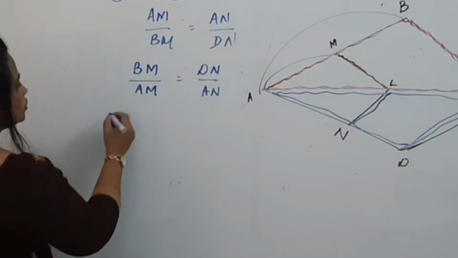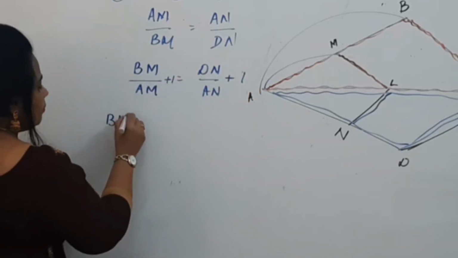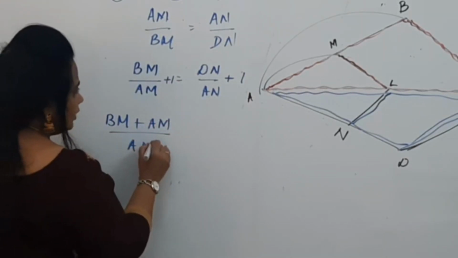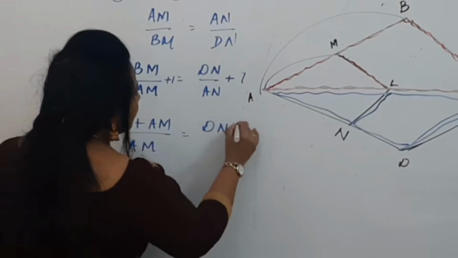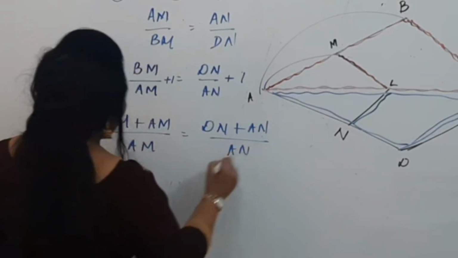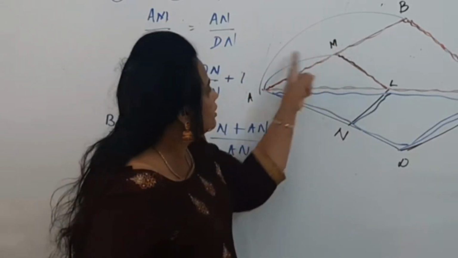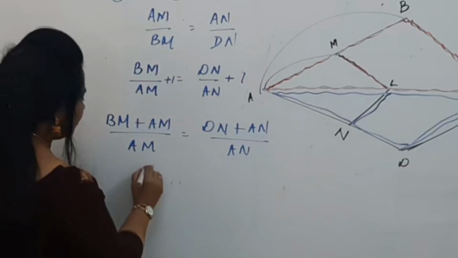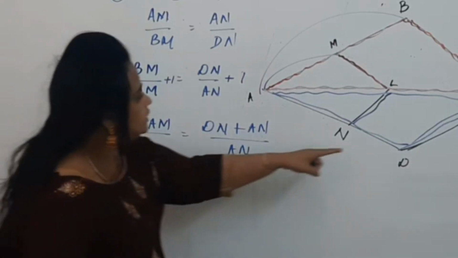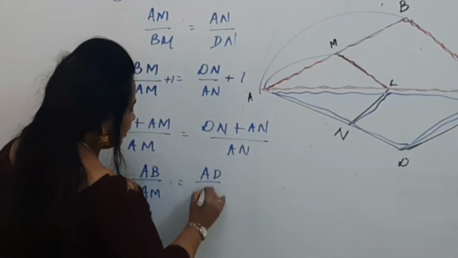So now I am going to add 1 on both the sides. So BM plus AM divided by AM is equal to DN plus AN divided by AN. Now please go and check in the diagram. BM plus AM is nothing but AB. So I will write AB divided by AM is equal to DN plus AN, which is nothing but AD. So AD divided by AN.